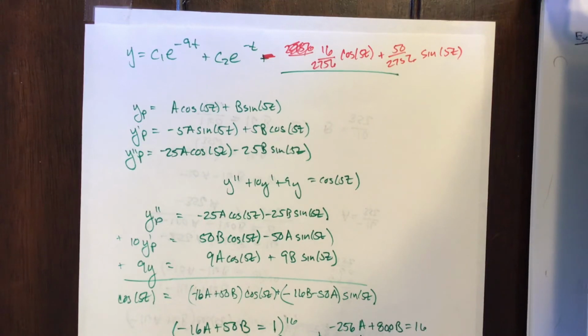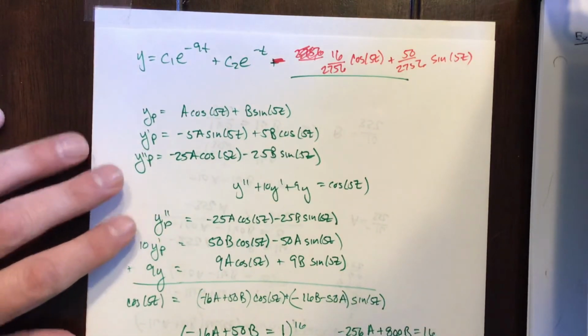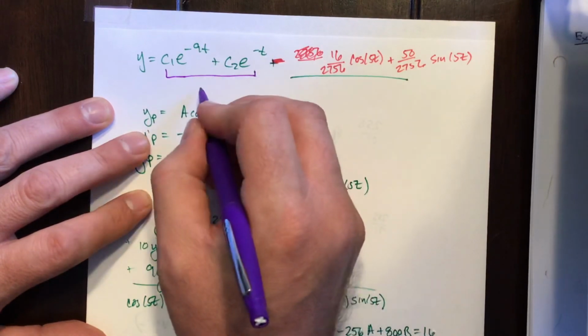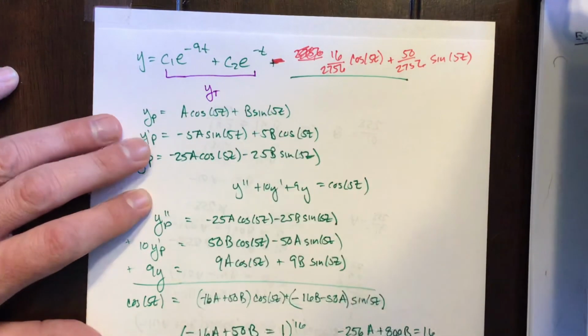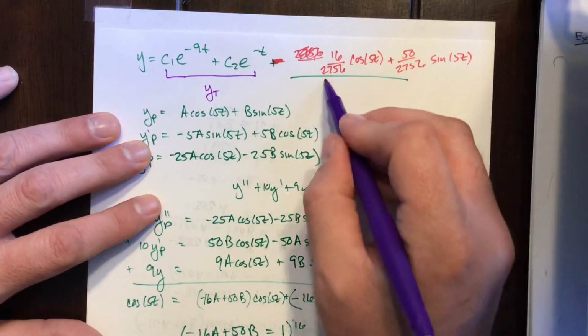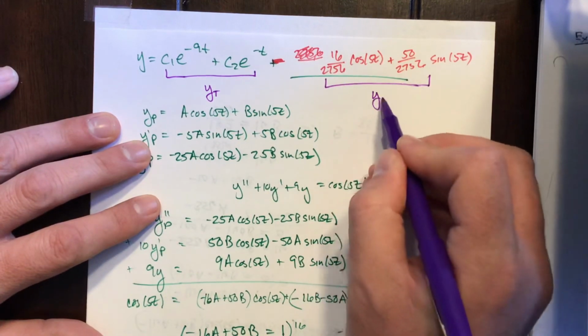Now, is there a piece of this solution that's transient? That means, will it go away over time? Yeah, all the negative exponentials. This is y transient. And these right here will not go away over time. This is our steady state.